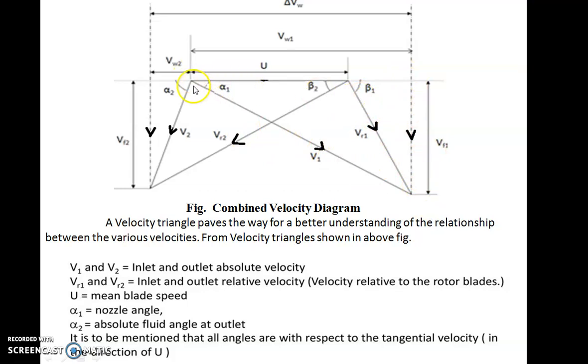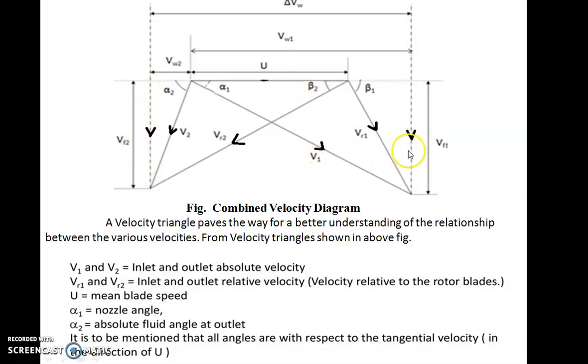So this complete triangle is called the inlet velocity triangle. And similarly the outlet velocity triangle, if you see vr2, v2 and vf2, so vr2 is making an angle beta 2, v2 is making an angle alpha 2, and vf2 is in an axial direction. So this is a vertical line. So this complete triangle is the outlet velocity triangle. So inlet velocity triangle and outlet velocity triangle.